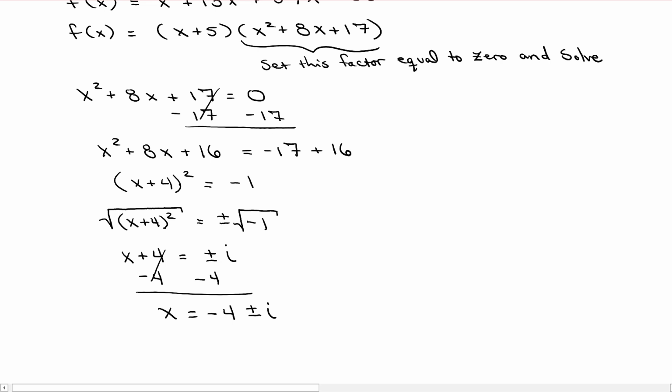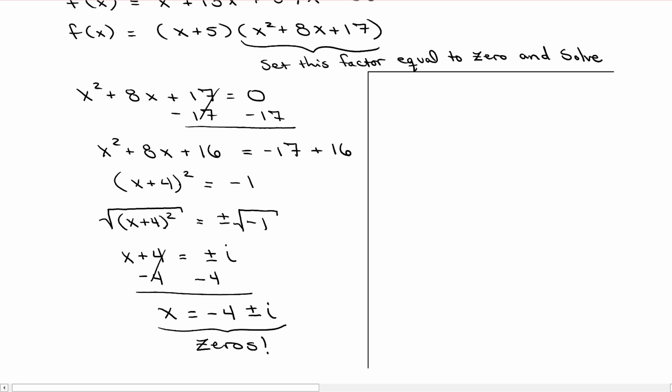These are the two remaining zeros I was looking for. So it's a third degree polynomial. It's got to have 3 zeros. We had x equal to -5 for that first zero, and then these are the other 2 zeros that we were missing: -4 plus i and -4 minus i.